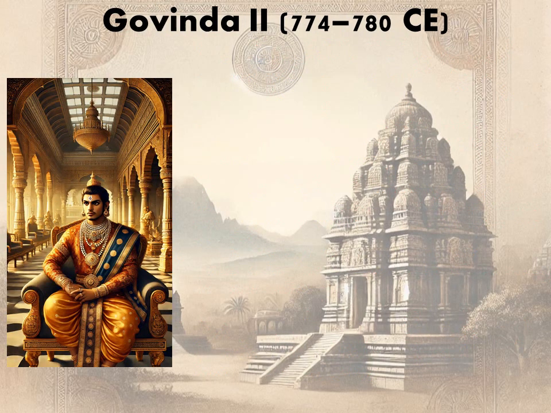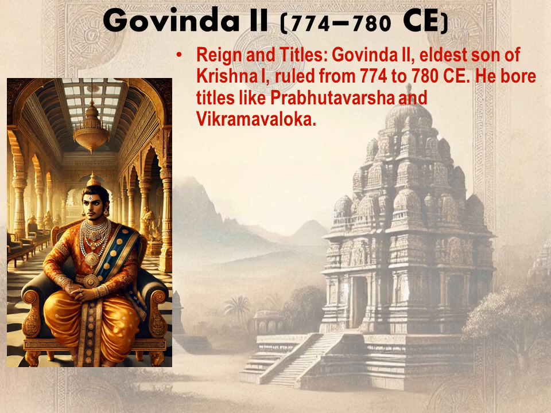Govinda II, 774 to 780 CE. Reign and titles. Govinda II, eldest son of Krishna I, ruled from 774 to 780 CE. He bore titles like Prabhutavarsha and Vikramavaloka.